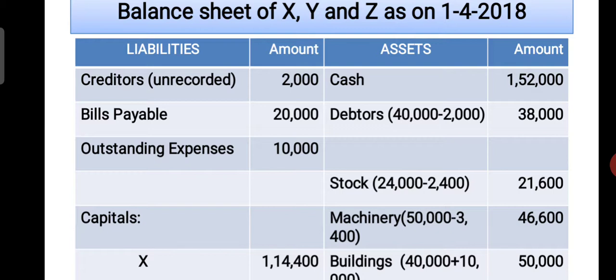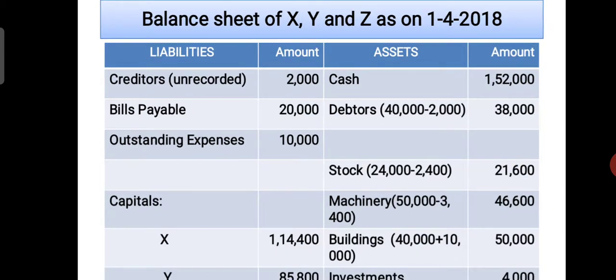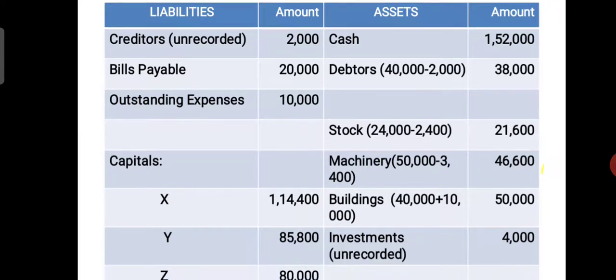Machinery, the book value and actual value. If you deduct 3,400, the amount reduced from book value, you will get 46,600. And buildings 40,000 plus 10,000 increased amount, total 50,000 we show. Investments were not there in the old balance sheet, but here we have to show them because we found the investments. And coming to creditors, similarly on the liability side, which were not in the old balance sheet but we found, that is an amount of rupees 2,000.